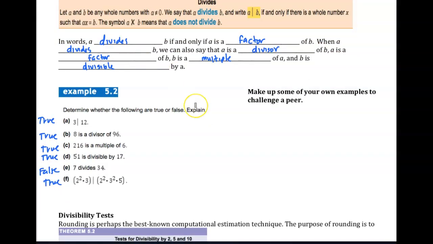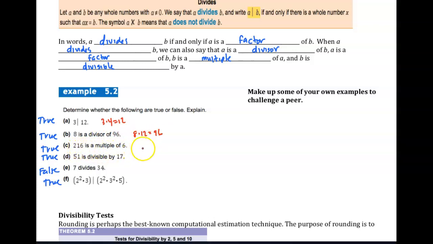Looking at example 5.2, again, true or false. I have the answers in there, but I'll remind you of why. This one's true because 3 times 4 equals 12. It's a factor, so 3 divides 12. Is 8 a divisor of 96? That's true because 8 times 12 equals 96, and that's why you would say 8 divides 96.